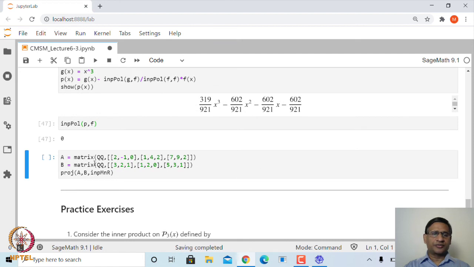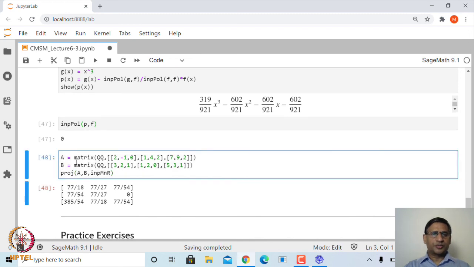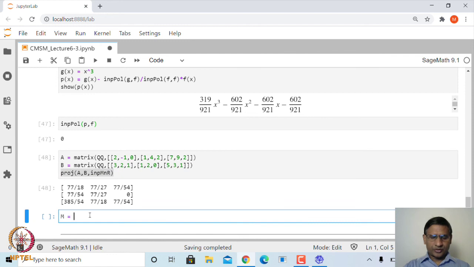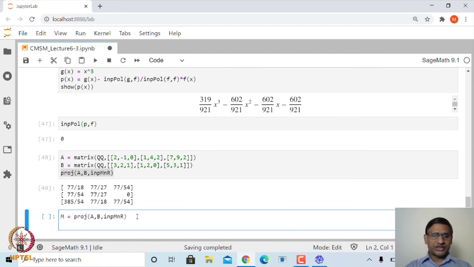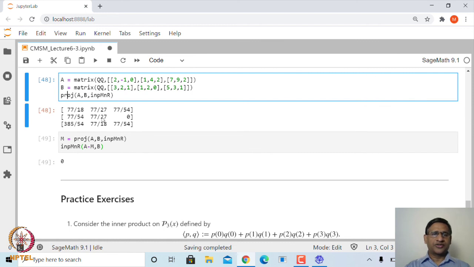Similarly, you can find the orthogonal projection of a matrix A onto B with respect to the inner product defined on M2(R). Again you can check whether the orthogonal projection we have obtained is correct. Let me call this matrix M, the orthogonal projection of A onto B. Then we can check that the inner product of A minus M with B should be 0. The answer is true, that is correct. So, therefore, this is the orthogonal projection of A onto B.